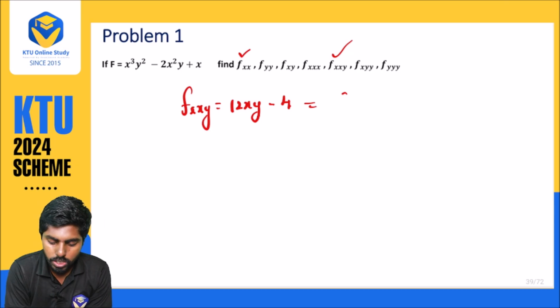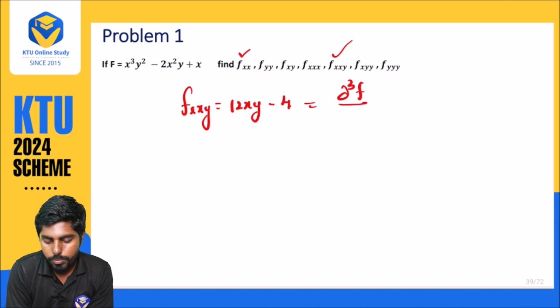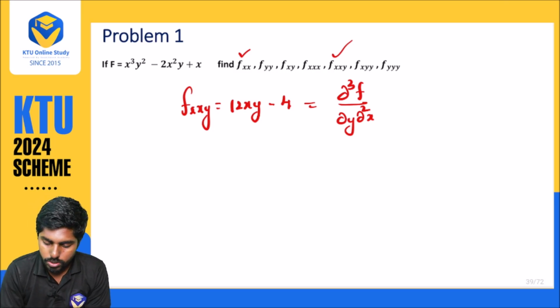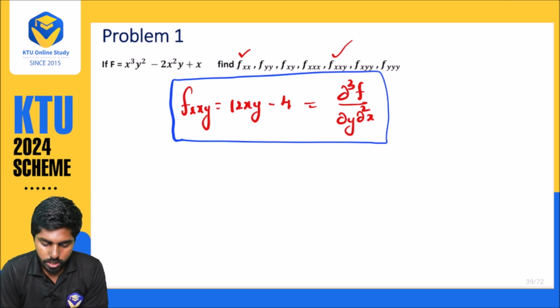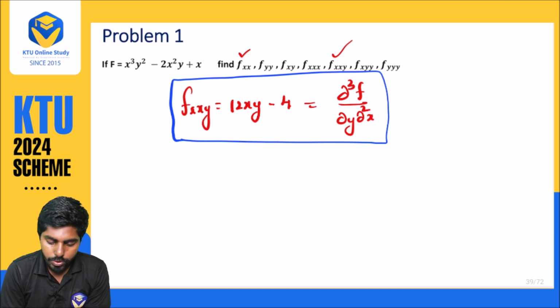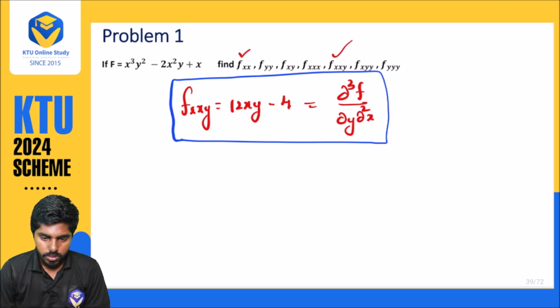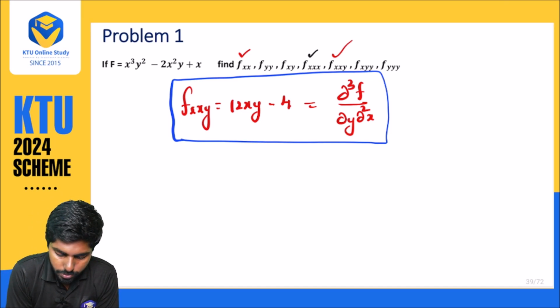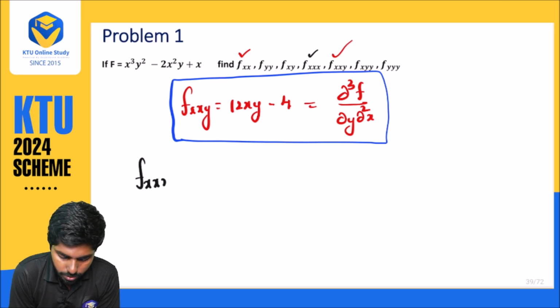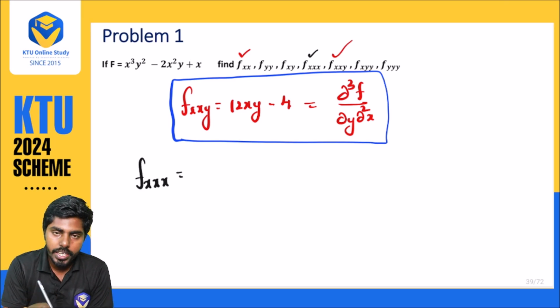That is nothing but dou square f divided by dou y into dou x. So we have solved this also. Now what we want to solve, now we can solve this sum. f of x comma x comma x means again and again you want to differentiate.